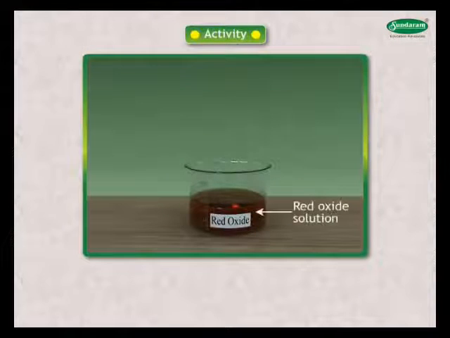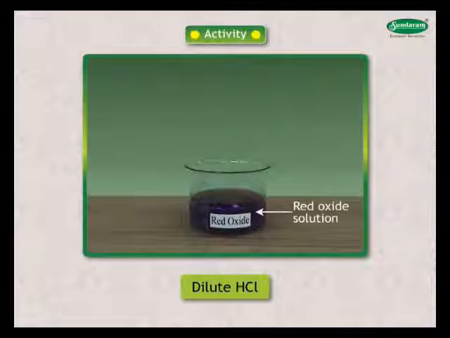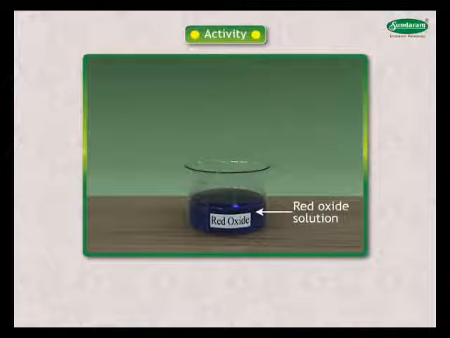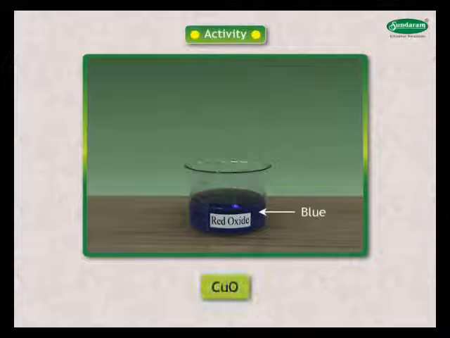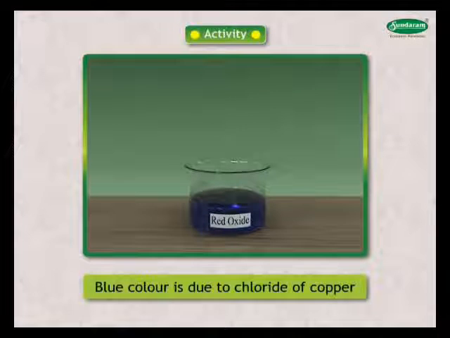Take a small amount of red oxide, primer used before paint. Add to it few drops of dilute HCl. What do you observe? What is the chemical formula of red oxide? The solution turns blue. Chemical formula of red oxide is CuO. You will observe that the color of the solution becomes blue. This is due to the formation of chloride of copper.